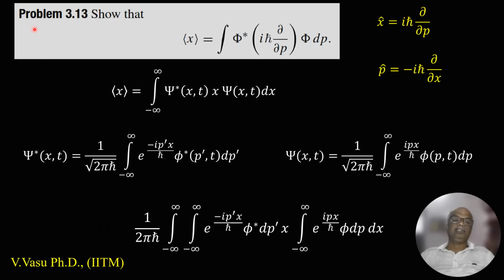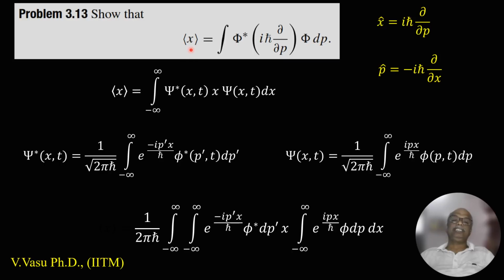Today we will solve problem 3.13 of Griffiths, third edition, Introduction to Quantum Mechanics. The problem is very interesting. We are going to prove that the expectation value of x is equal to the integral of Φ* (iħ ∂/∂p) Φ dp.